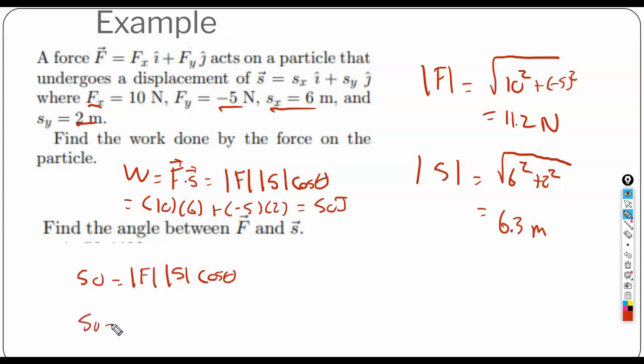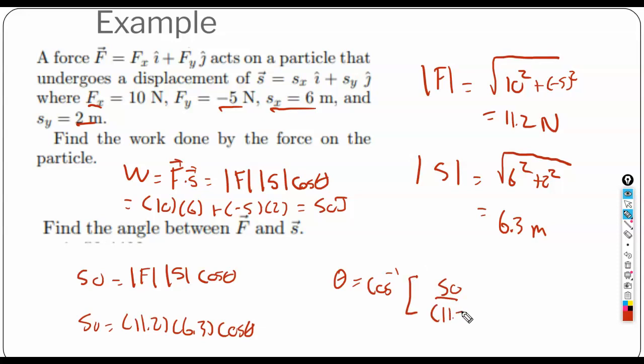Okay, so 50 equals 11.2 times 6.3 times cosine theta, and then we divide to get cosine theta by itself. We do the inverse cosine to get the angle, so that would be the inverse cosine of 50 divided by 11.2 times 6.3. And let's see, 50 divided by 11.2 times 6.3, inverse cosine. Okay, that's 44.9 degrees.